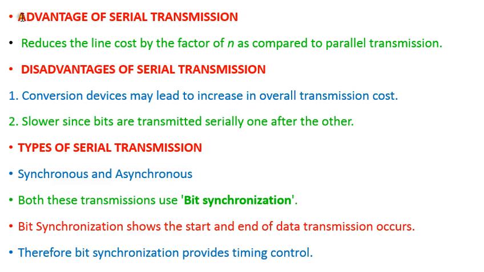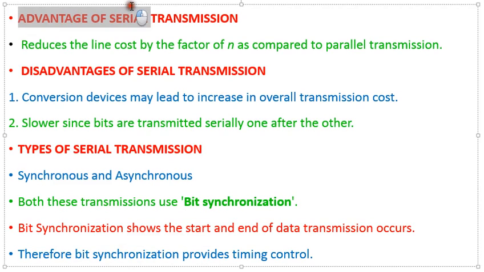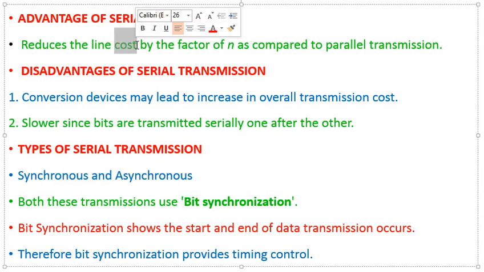Now, what are the advantages of using serial means of data transmission? The basic advantage is the reduction in the cost. Because as we have seen here, we transmit the data bit by bit. So therefore we need only one transmission line to transmit any number of bits. So therefore the cost of the transmission line has been reduced.